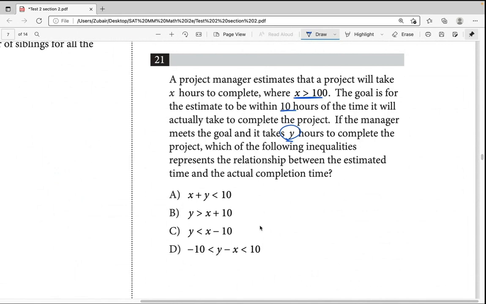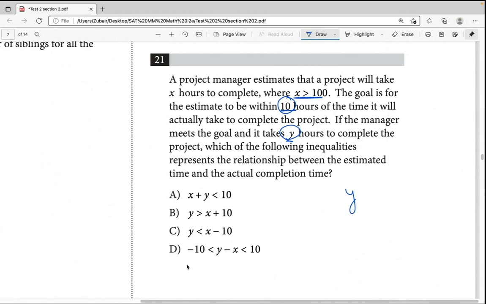So Y minus X has to be less than 10, right? Yes. Y is the actual time and it could be plus or minus 10 hours. It wouldn't be D, right? Because Y can't be less than X, right? Because X is going to be greater than 100, or would it?